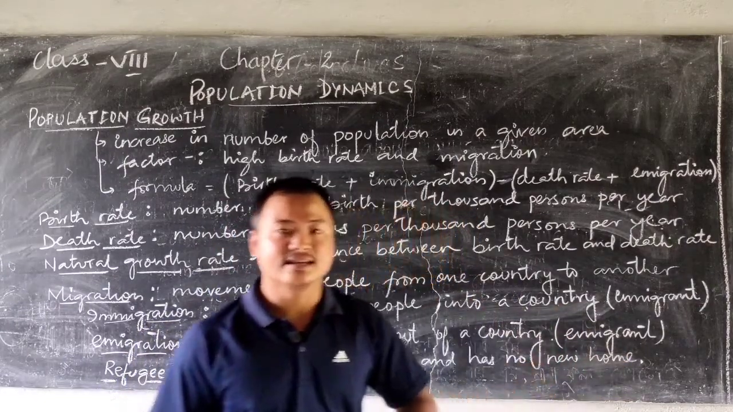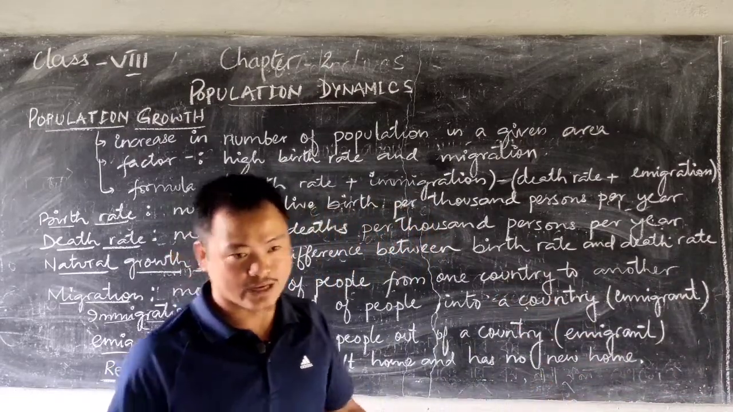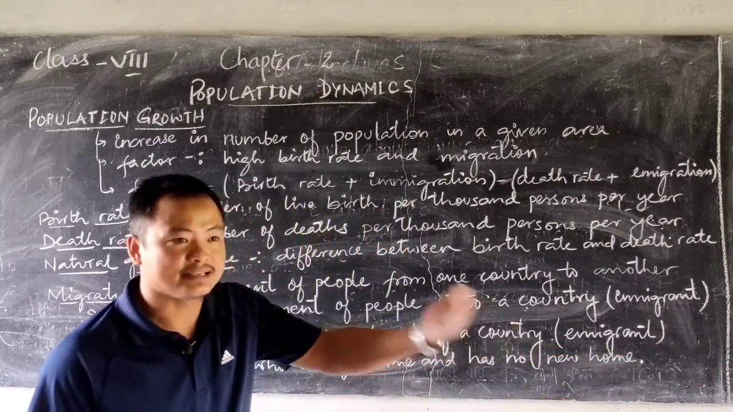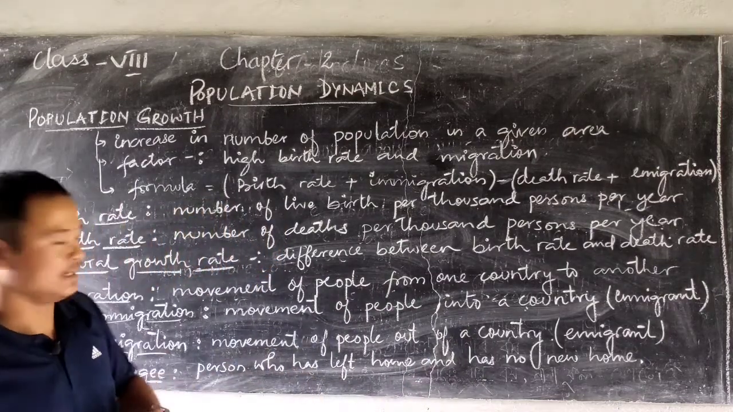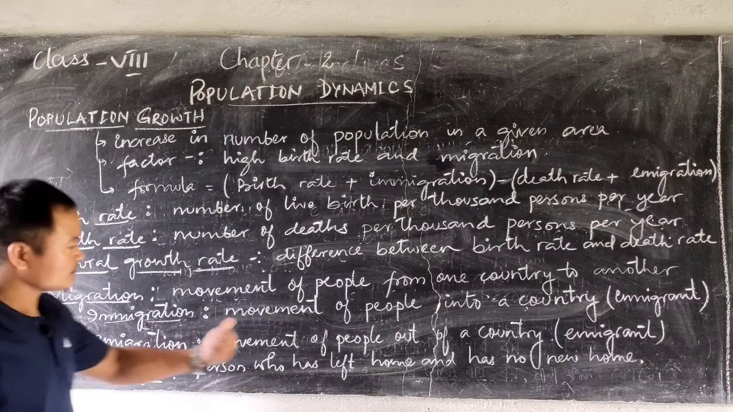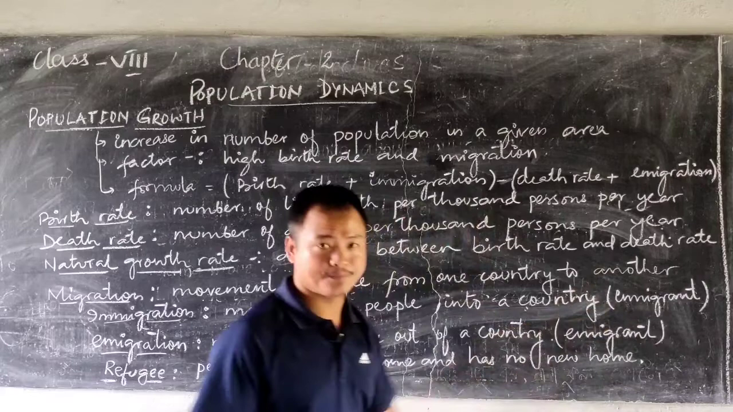But in the next case, say an American got an opportunity to come to India. We are already here in India. So that American comes to India. That means he is coming to our country. There is an inward movement, or movement into a country. That is what we call immigration: movement of people into a country, and that person is an immigrant.